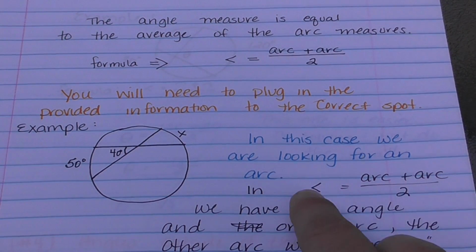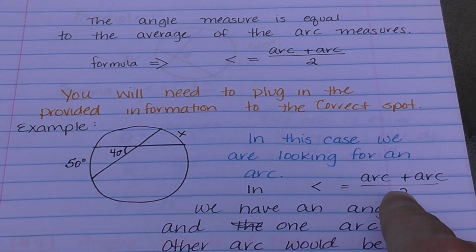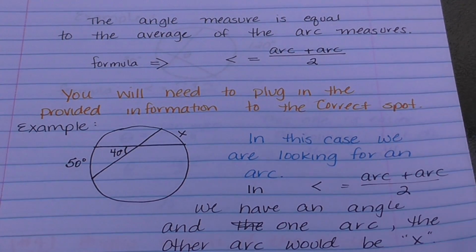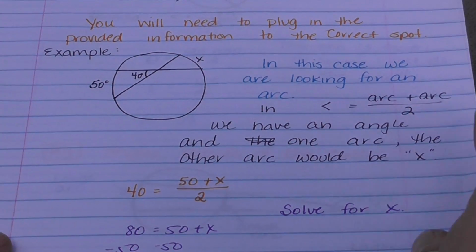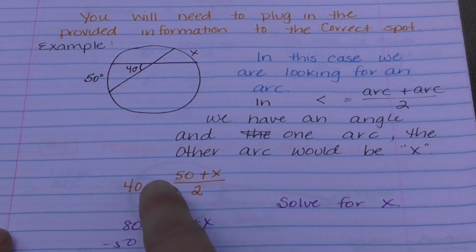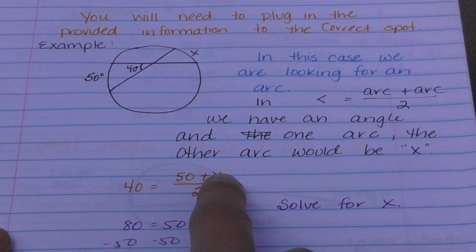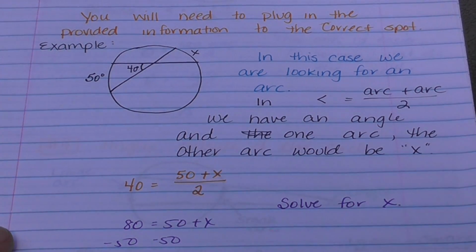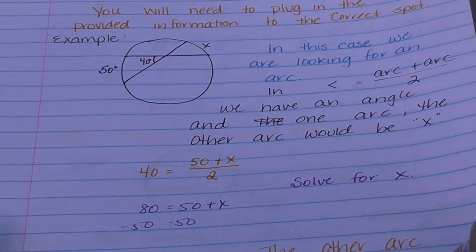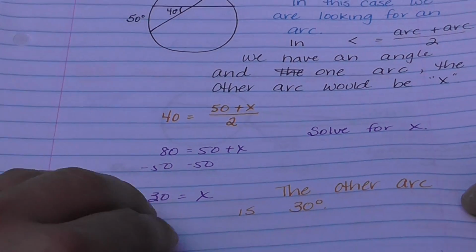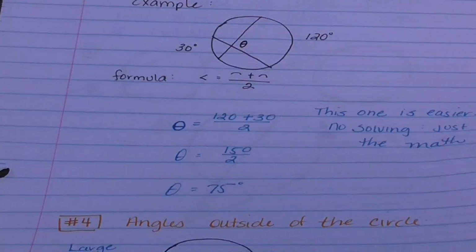That means in this formula, angle equals arc plus arc divided by 2, one of these two values is going to be x. Since we have the angle, we're going to plug in the 40 right over here, equals 50 plus x, those are my two arcs, divided by 2. Then we solve for x by multiplying both sides by 2 to get 80 equals 50 plus x, subtract 50, and that other arc is 30 degrees.